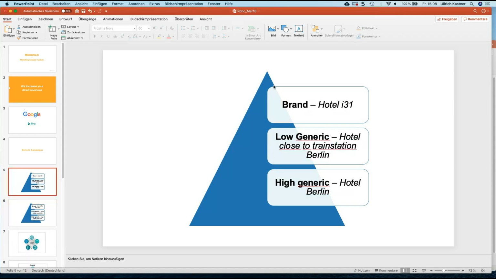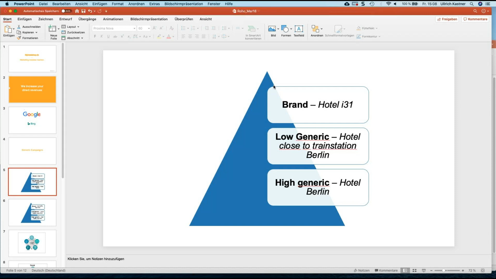So what are generic terms? This is what we call the generic long tail. If your hotel is in a specific location, maybe right at Piccadilly Circus, a low generic term would be "3-star hotel near Piccadilly Circus." That is a low generic keyword: very specific on location, on where the hotel is and how many stars it has. A high generic keyword would be something like "Hotel London" or "Hotel Berlin."